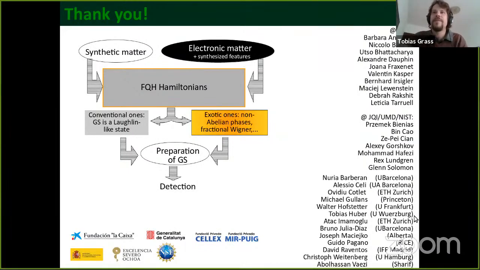Thank you. Let me briefly summarize. What I've been talking about is how to produce fractional quantum Hall Hamiltonians, either in fully synthetic matter like cold atom systems, or in electronic matter using some synthesizing features like optical driving. And we can then get either conventional Hamiltonians which support the Laughlin states, for instance, or more exotic Hamiltonians which would support non-Abelian phases, or maybe even this fractional Wigner crystal phase.